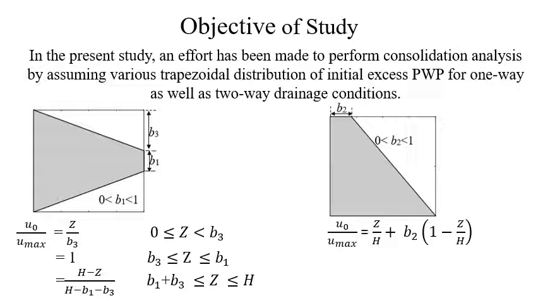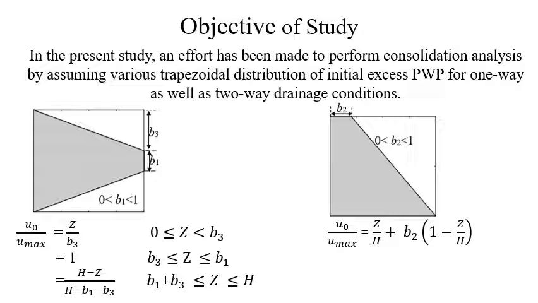Many researchers, Singh and Swami, Lovisa, Janbo, have worked on non-uniform shapes of initial excess pore water pressure for pervious top and pervious bottom, and pervious top and impervious bottom boundary conditions. Here we take two trapezoidal initial excess pore water pressure distributions for analysis.